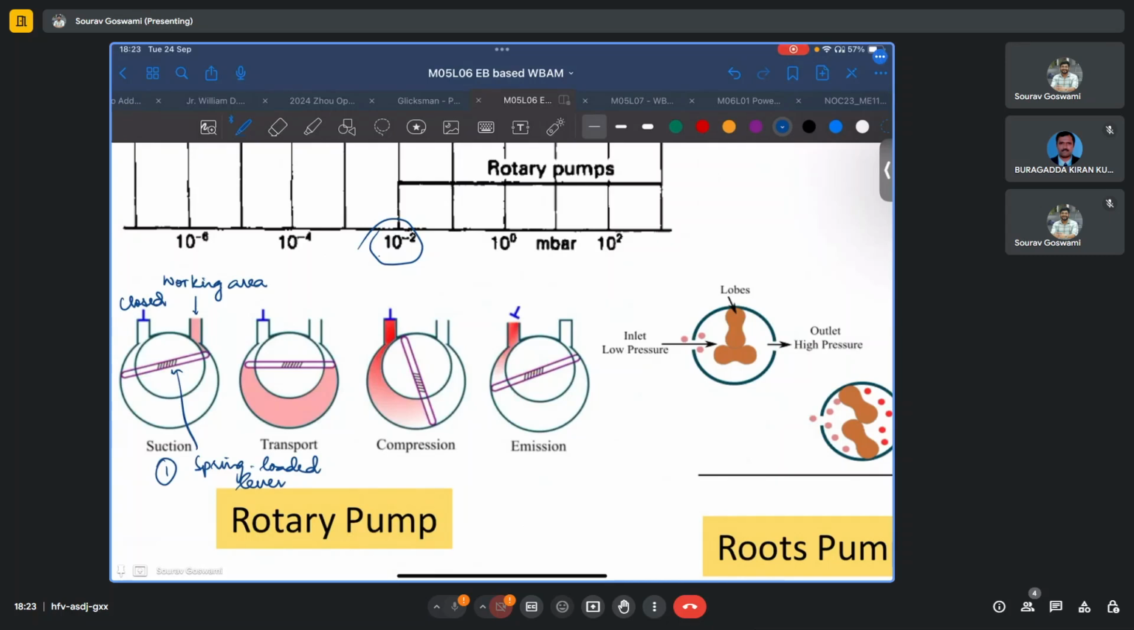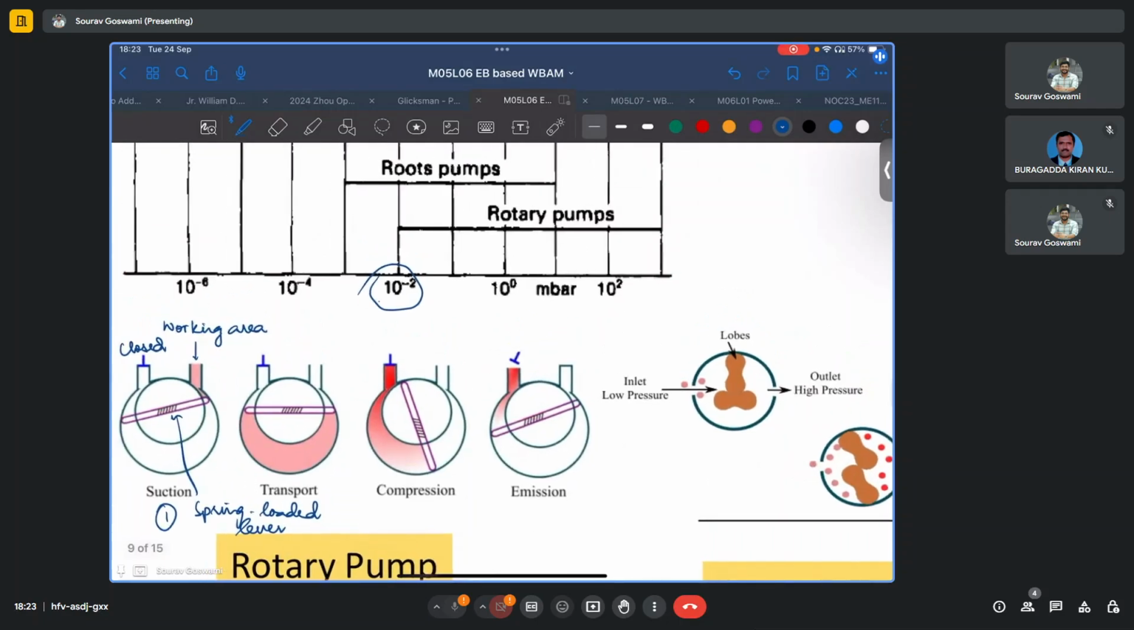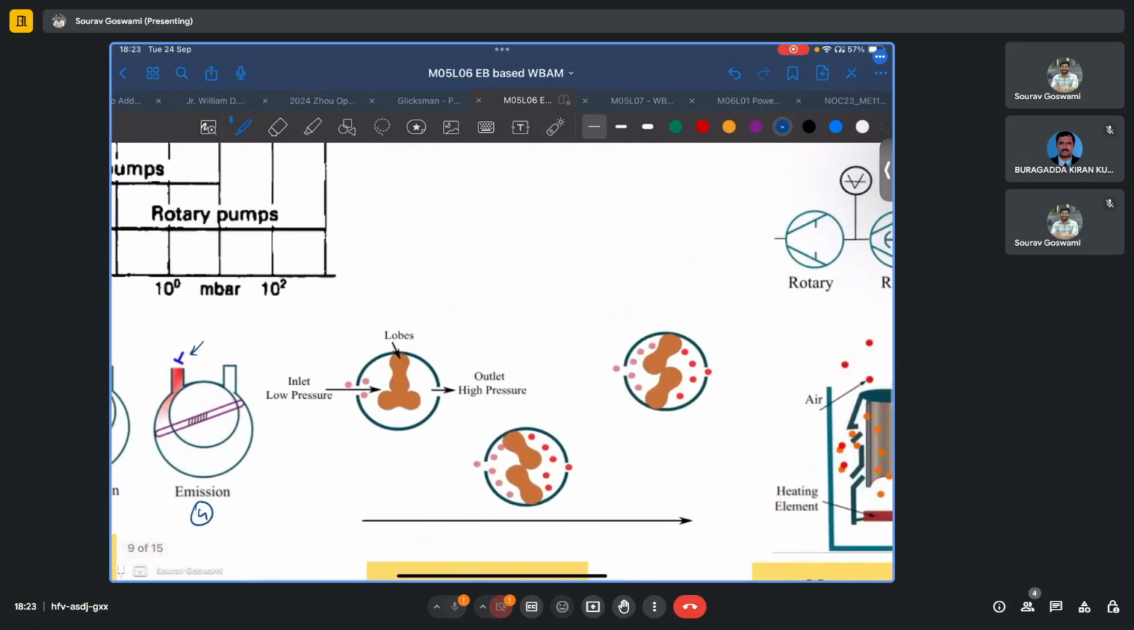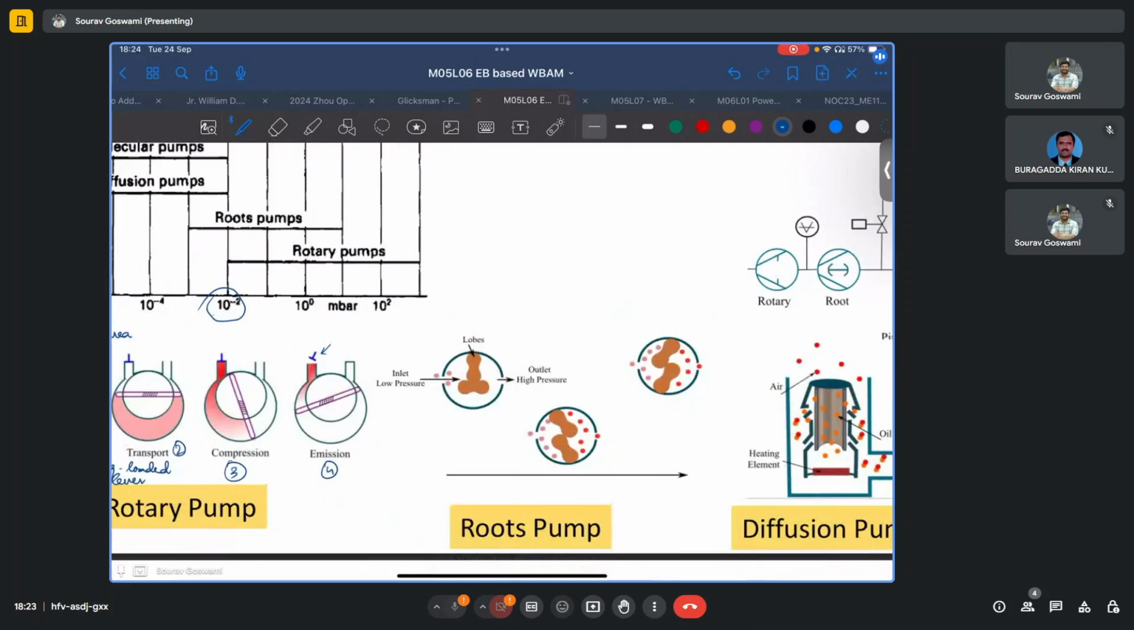In the third stage, the pump will begin to compress the air which it has taken up, and in the fourth stage, because of the pressure buildup, this valve will open up and the air or the gases will be expelled to the surroundings. Root pump operates in a similar fashion, except rather than a spring-loaded lever, it has these lobes.